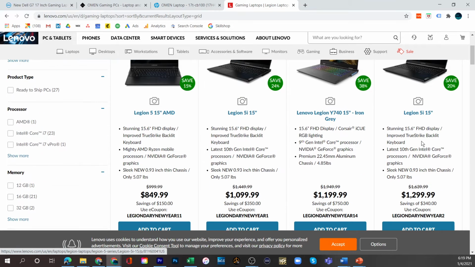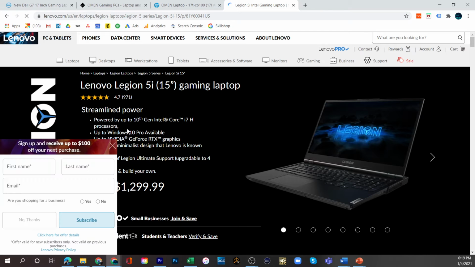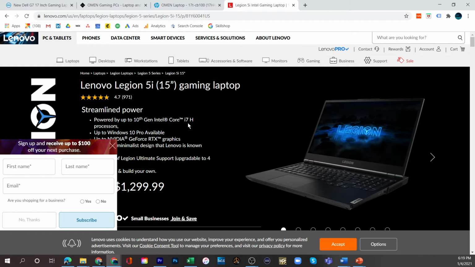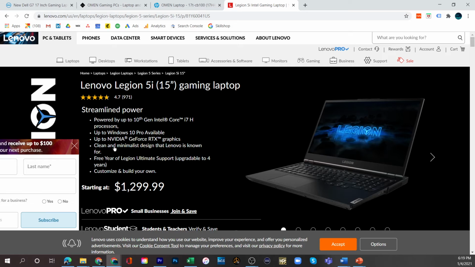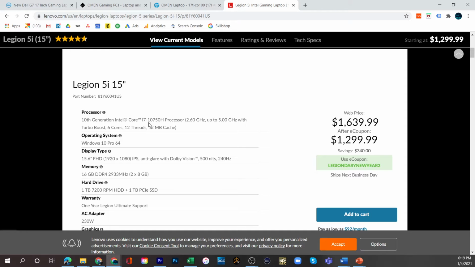And so here's a laptop that they have that costs about $1,300. Let's see what it has. For $1,300, what do we get? We're going to click on it, and let's see. We get a 10th generation Intel Core i7 Edge processor. Kind of sounds like what we saw before. Let's see if there's more. Oh, guess what? It's the 10750H processor running at 2.6 up to 5 with turbo boost, 6 cores, 12 threads, 12 megabyte cache. It's the same processor that both HP Gaming and Dell Gaming had.